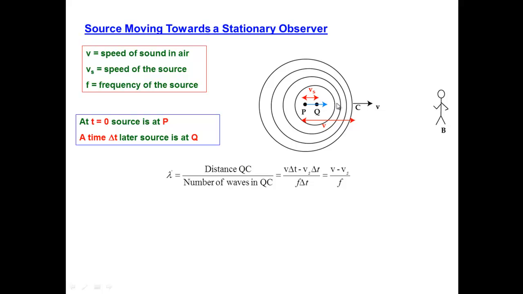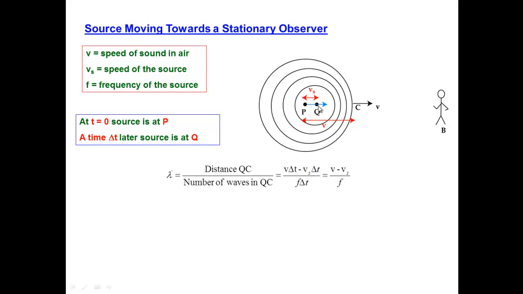quantitatively what's happening. Now we said here that the wavelength in the direction of motion is shorter. How do we calculate that? Well, this new wavelength would be the distance from Q to C divided by the number of waves that there are between Q and C. All right, now what is this distance between Q and C? Well, it's the distance that the waves travel in a time delta t minus the distance traveled by the source in the time delta t.